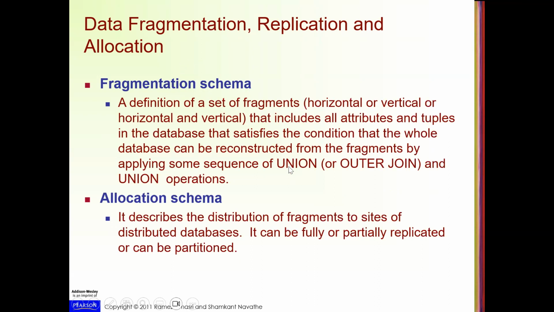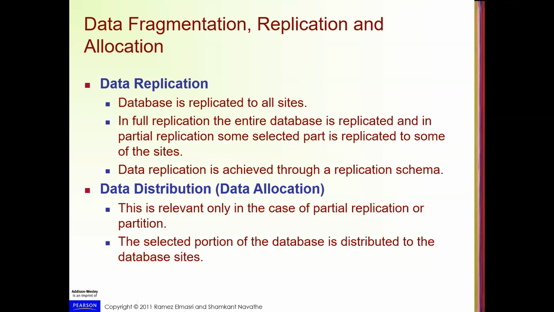It can be done by using a sequence of union operations or outer join operations. Now, the way we distribute the fragments over different sites is called the allocation schema. It can be fully or partially replicated, or it can be partitioned. This is called the allocation schema.